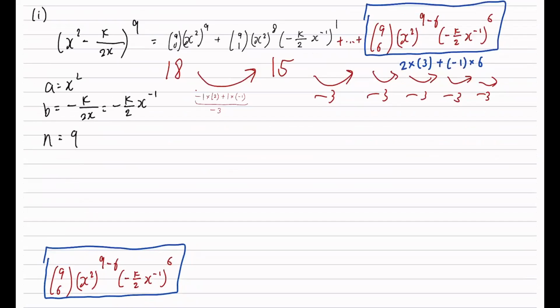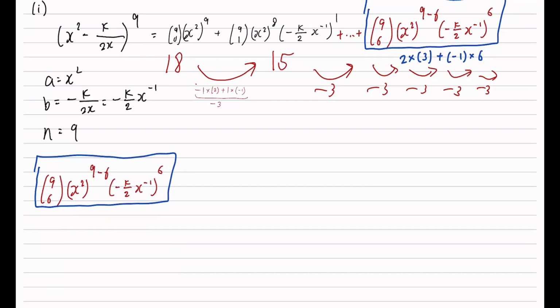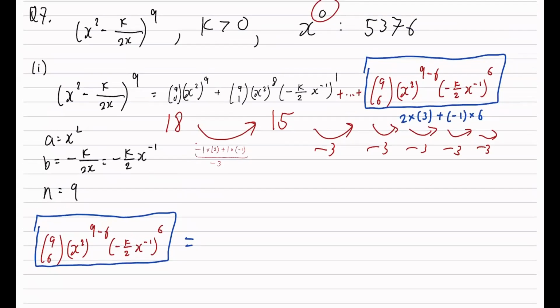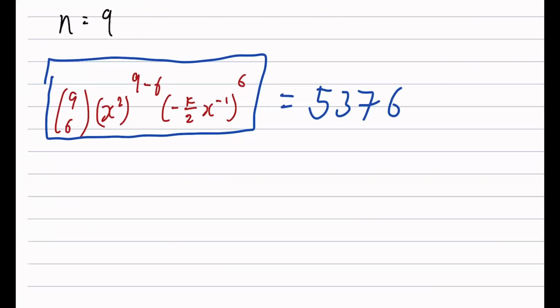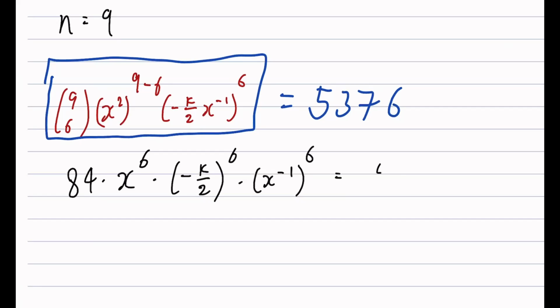This is without using r plus 1 formula. This is equal to what? 5376. So that means we can just solve for k. 9 choose 6, use a calculator. What do I get? 84. Times x power 2 times 3 is a 6. Times negative k over 2 raised to the power of 6. Times x power negative 1 raised to the power of 6. This 2 will cancel off.